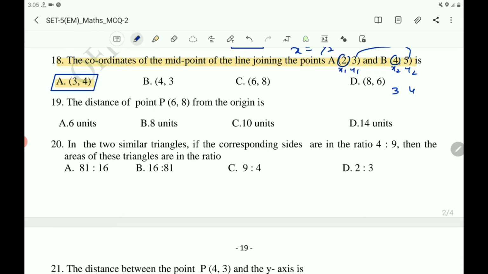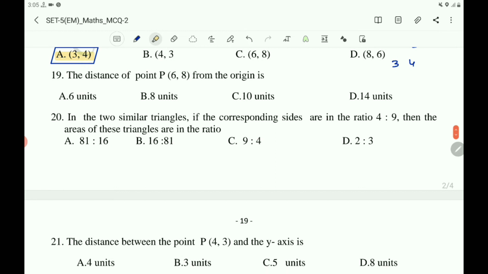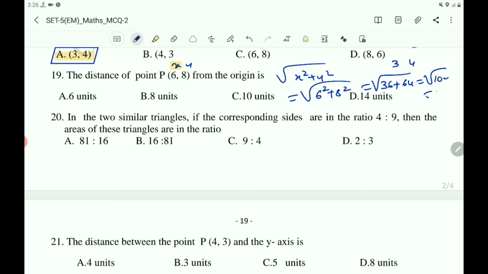Then you take the 19th question. The distance of point P (6, 8) from the origin is. Again, you have to use the square root of 6 square plus 8 square. You know that if you consider these are x and y, square root of x square plus y square, that is equal to square root of 6 square plus 8 square, which is 36 plus 64 equals 100, which is equal to 10, and also you know the Pythagorean triplet, that also you can use here. So you take the option C.